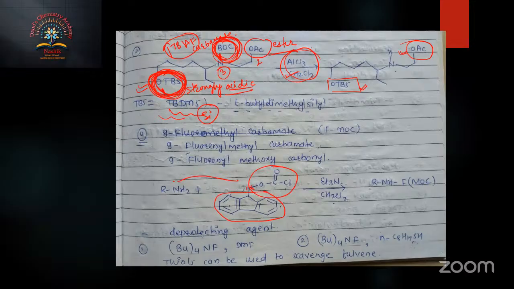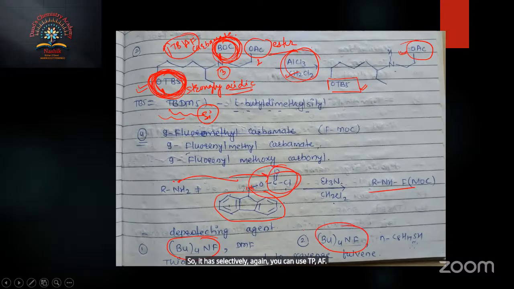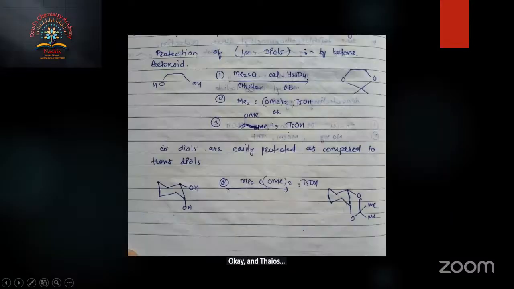See, again NH2 will react at this CO group and it gets protected under Fmoc condition. So it is selective, again you can use TBAF, okay, and thiols may help you. The next one is protection of diol.